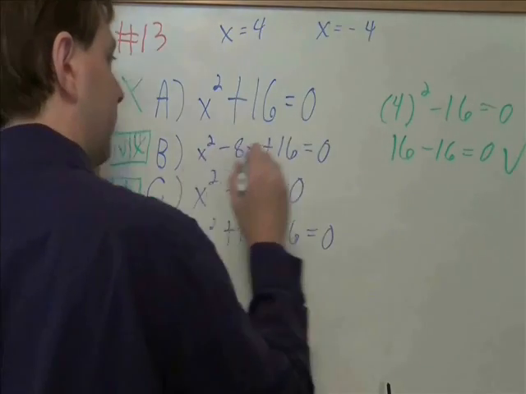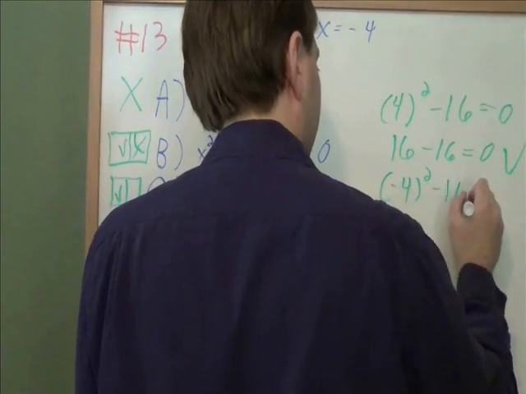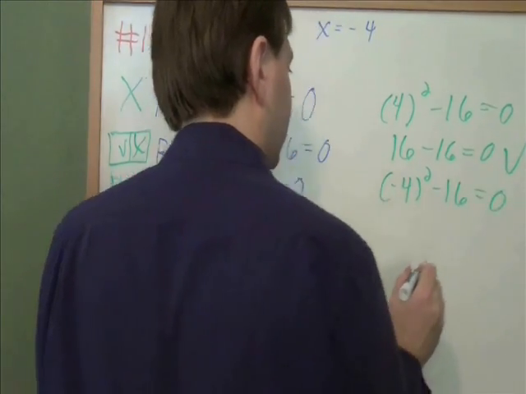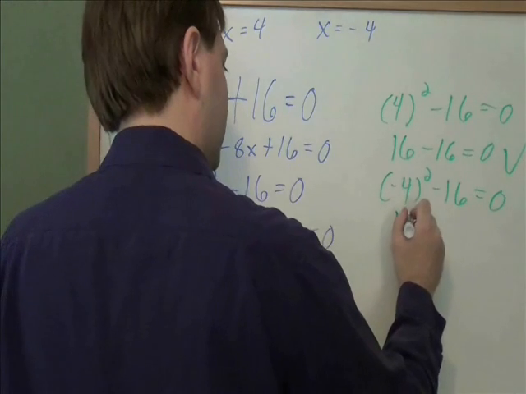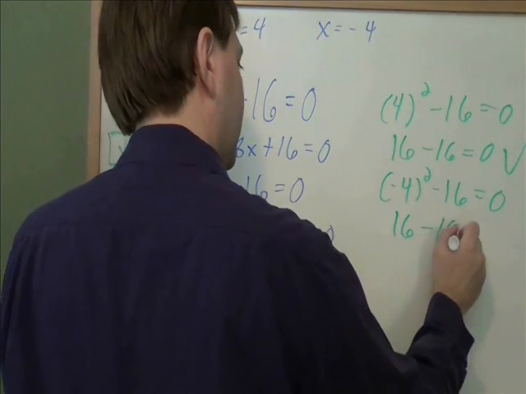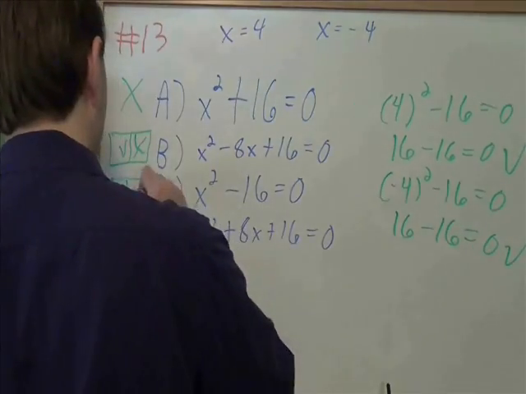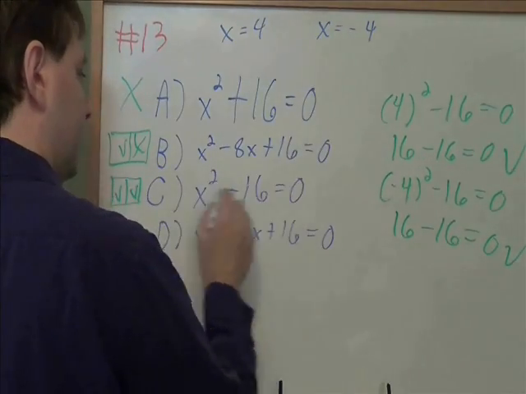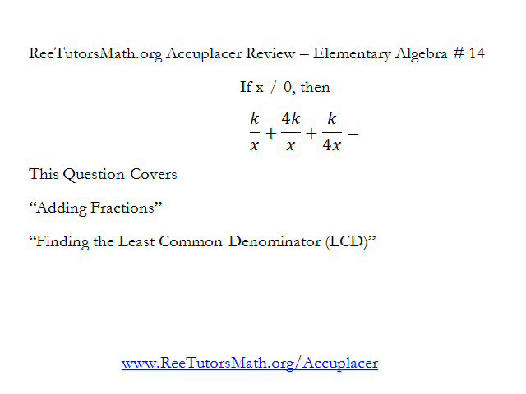Now let's try out negative 4. Negative 4 squared minus 16, does that equal 0? Well, negative 4 squared, remember, negative 4 times negative 4 is positive 16. And 16 minus 16, that will equal 0. Both 4 and negative 4 will make this equation true. So that is the answer. Answer C.